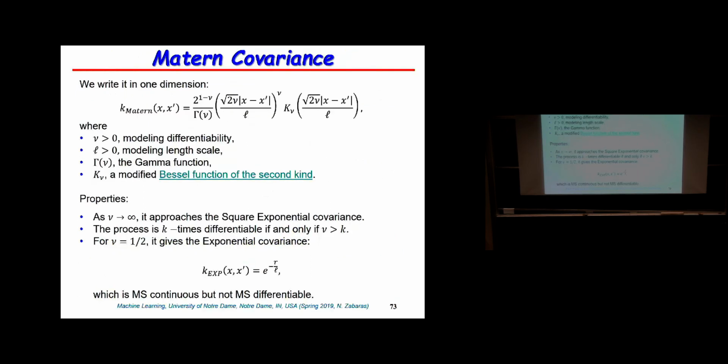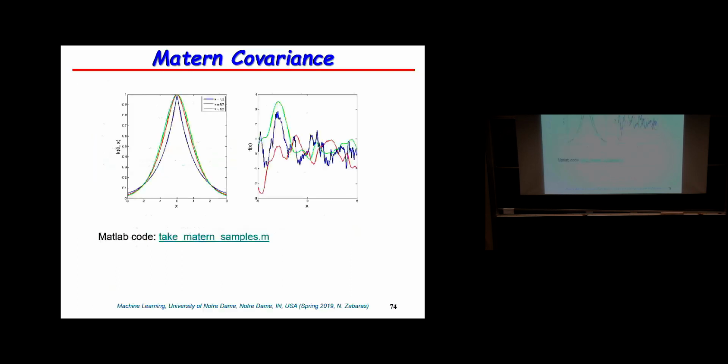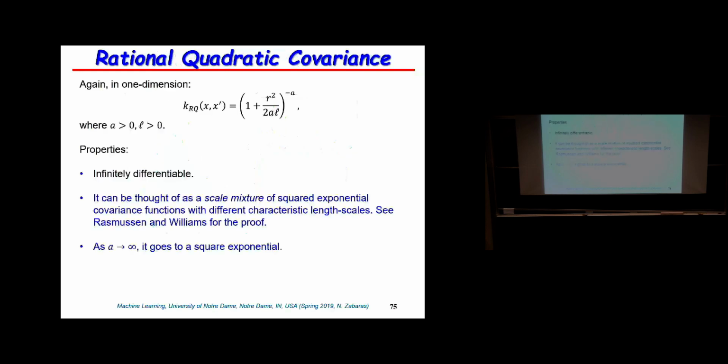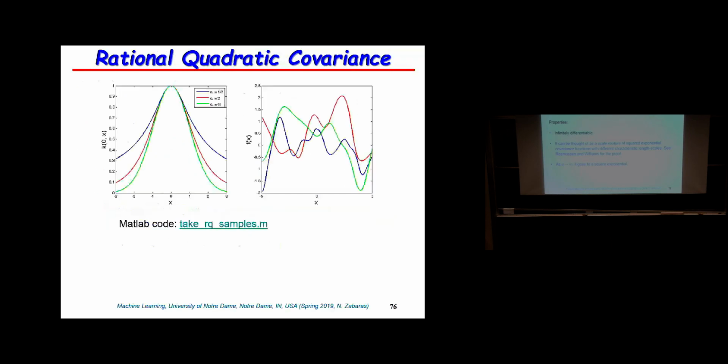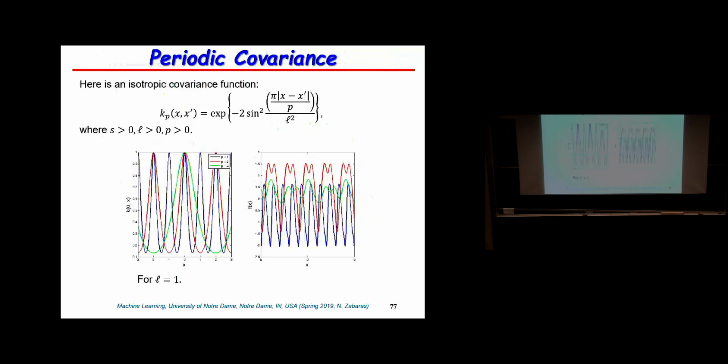We do not see much variety in kernels. This is the Matern covariance kernel, extremely important. There are a lot of fine details here. I'm just clicking so you can get a sense of the type of functions that you get from a GP prior based on a Matern covariance. This is a rational quadratic covariance. Alpha is any arbitrary positive number here, and the functions look like that.